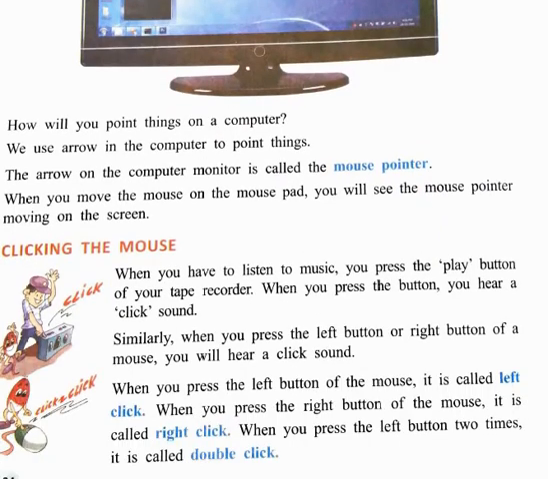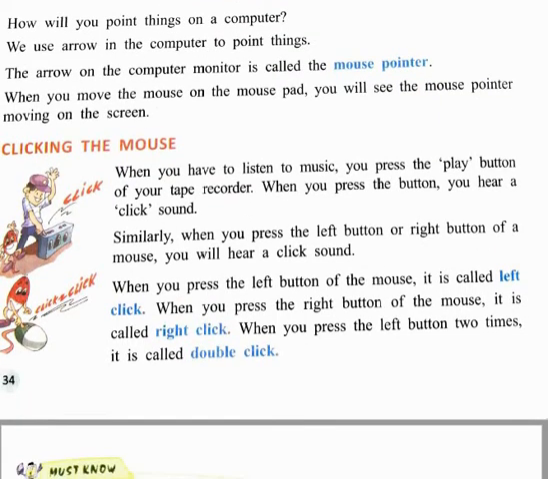So next, clicking the mouse. When you want to listen to music, you press the play button of your tape recorder. When you press the button, you hear a click sound. Similarly, when you press the left button or right button of a mouse, you will hear a click sound. When you press the left button of the mouse, it is called the left click.